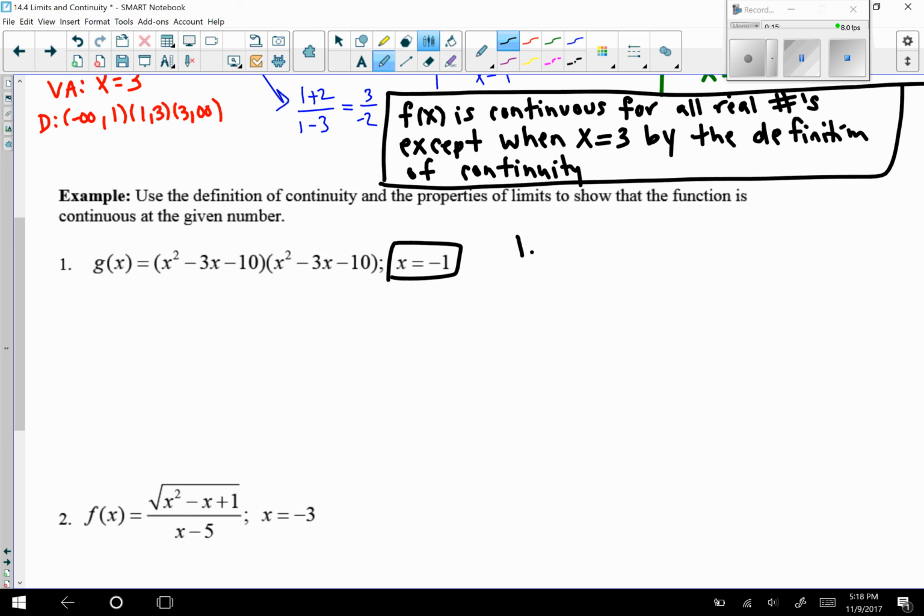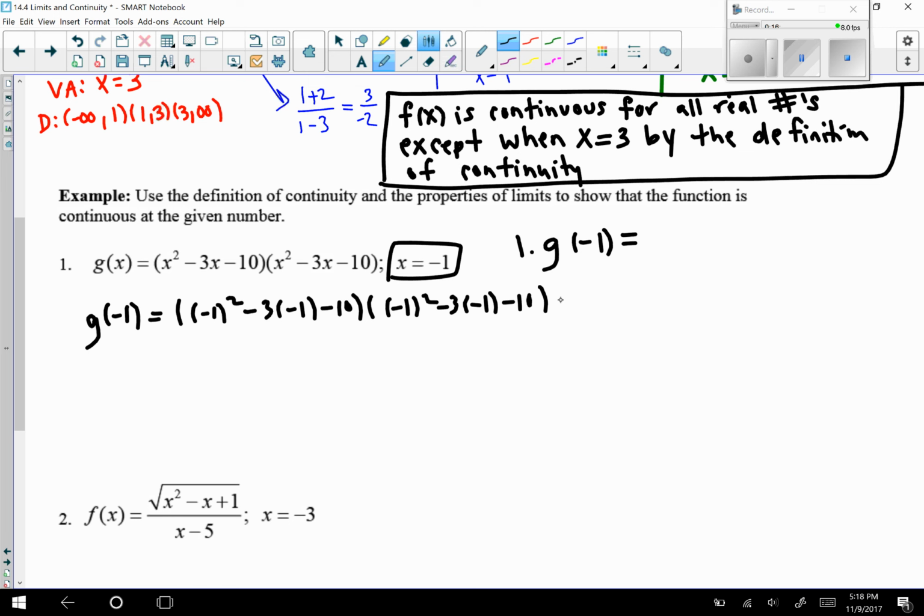So for the first part, we have to plug -1 into g of x, and I should use g of -1, not f, since we're using g of x. So g of -1 would be equal to -1 squared minus 3 times -1 minus 10, and then we do it again, so -1 squared minus 3 times -1 minus 10. And so when you evaluate that, you get g of -1 is equal to, in this case, 36.